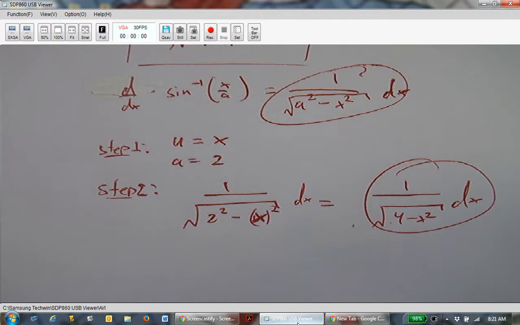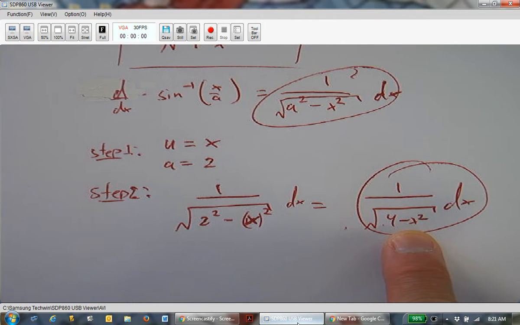I was just confused. Does it reduce down to 2 minus x in the bottom because of the square root, or just leave it? Oh, right here? Yeah. 2 minus x, you said? Yeah.